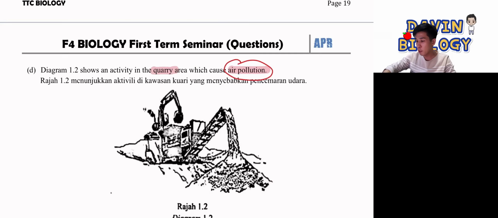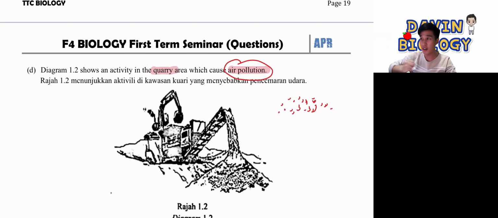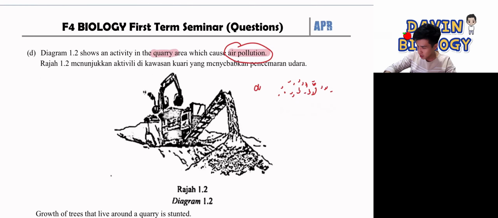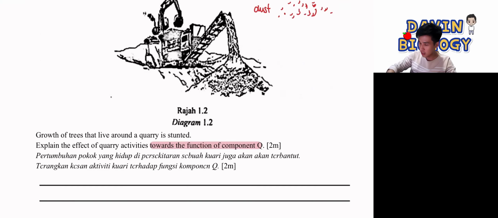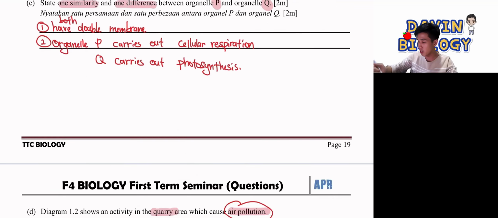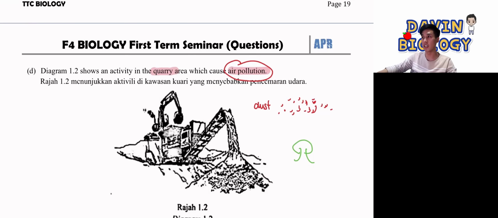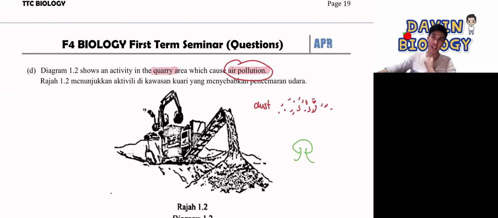Anyways, air pollution means there's a lot of dust in the air. Because in mining, you mine the rocks and it produces a lot of dust. So if there's a lot of dust in the air, how does it affect component Q, which is chloroplast, in carrying out photosynthesis? We know chloroplast carries out photosynthesis. So with a lot of dust in the air, how does it affect a plant carrying out photosynthesis? It blocks the leaf. So mainly there is no sunlight. Exactly, so that's what you can say.